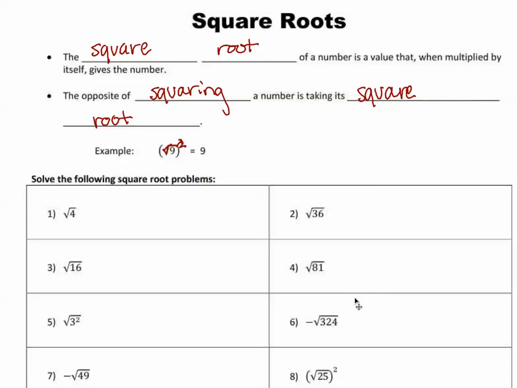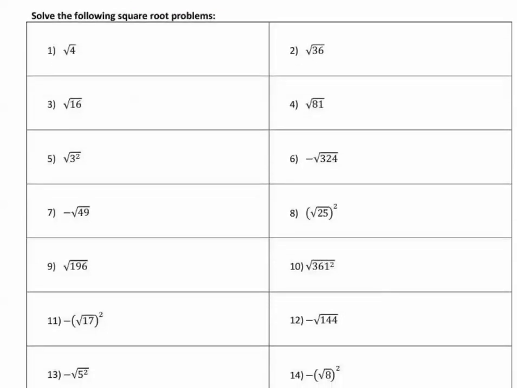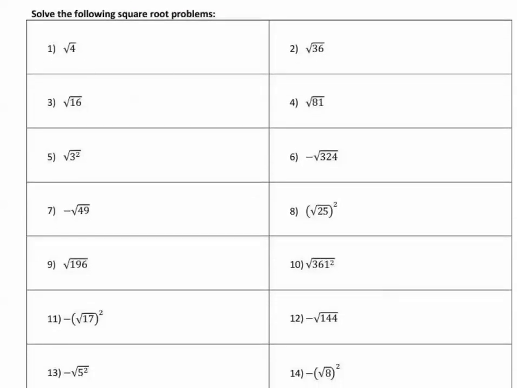Let's do the right column together, the even problems. What number gives you 36 when you multiply it by itself? 6, because 6 times 6 is 36. And number 4, 9 times 9 gives you 81, so the square root of 81 is 9.